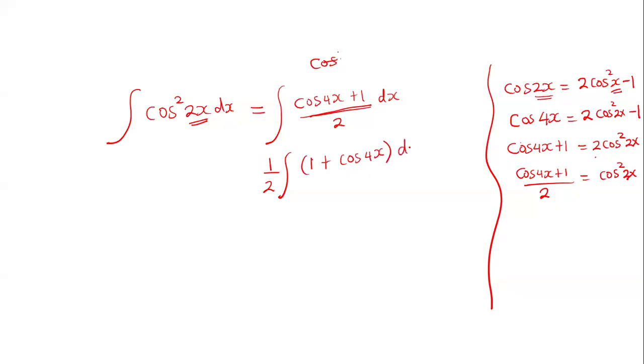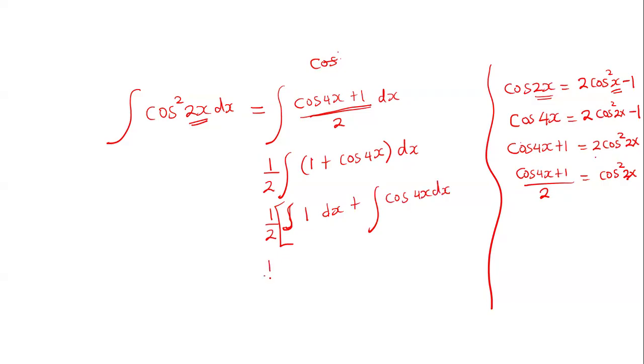Instead of starting with cos 4x then plus 1, some of you at times may make a mistake and think 4x plus 1 is one thing. So that's why I prefer it like that. So I'll continue and say this is a half. Then I can put our big bracket and say I'm integrating 1 dx plus I'm integrating cos 4x dx.